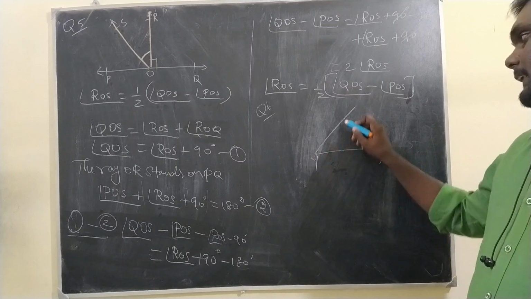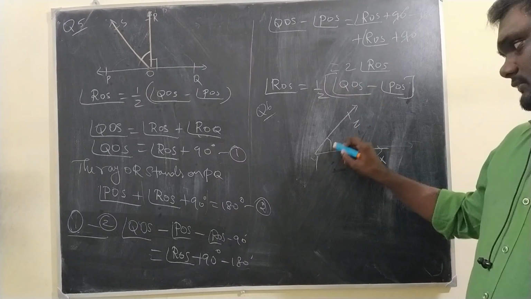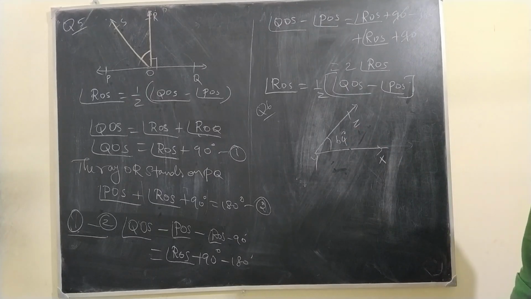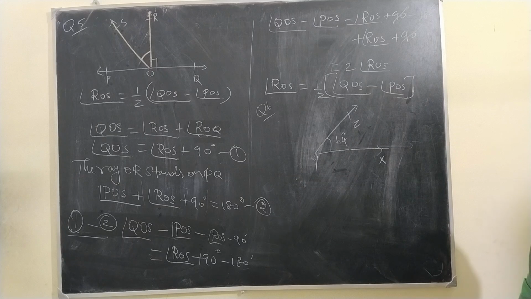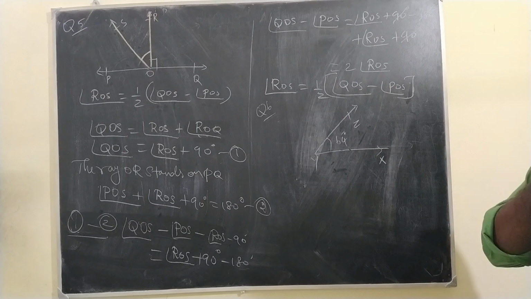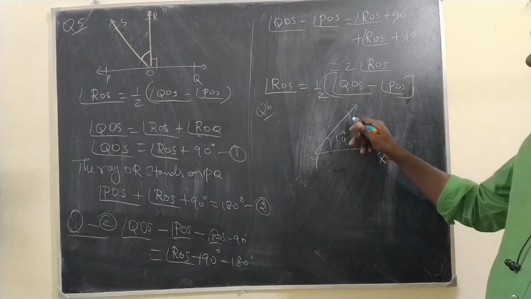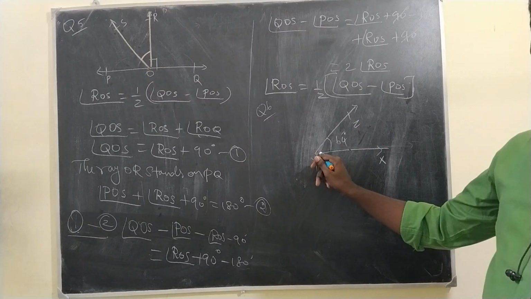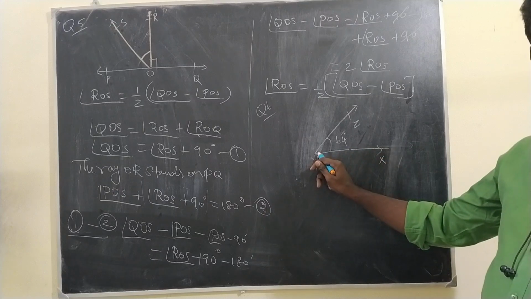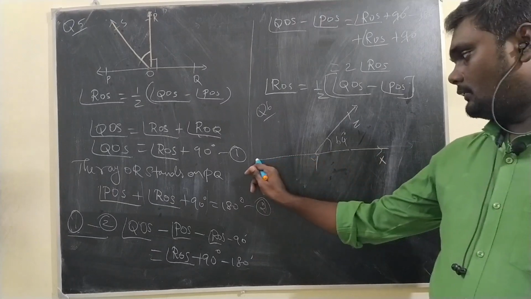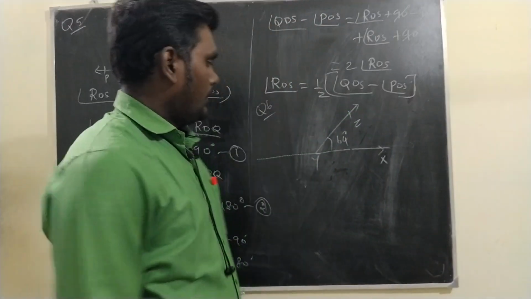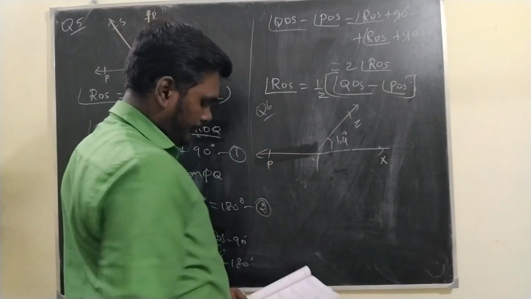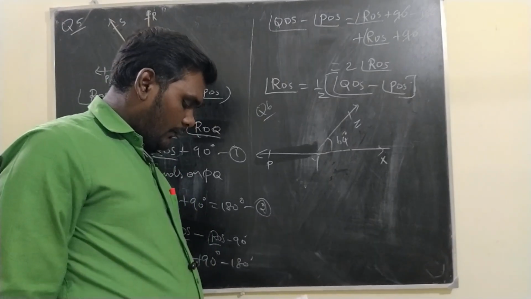X, Y, Z, 64 degree. And XY is produced to point P. XY is here produced. Where can we produce this? This side or this side? This side only possible. So here we can produce to point P. And then draw a figure from the given information.